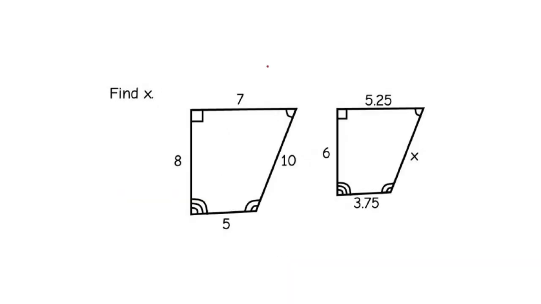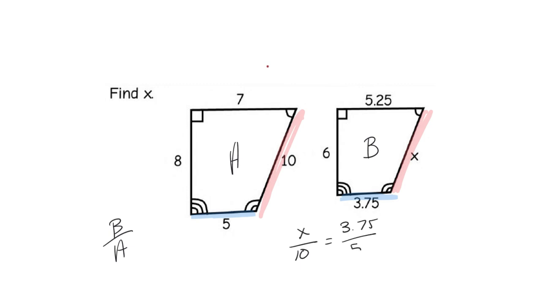Same thing on this figure. Go ahead and we can color code corresponding sides and then set up a proportion. So again, I'm going to call this figure A and figure B. So we can go B over A this time. Doesn't really matter. This over here is just my key that helps me remember what to do. So if I go B over A, the x side is the 10 on the A side, and 3.75 is 5 on the A figure.